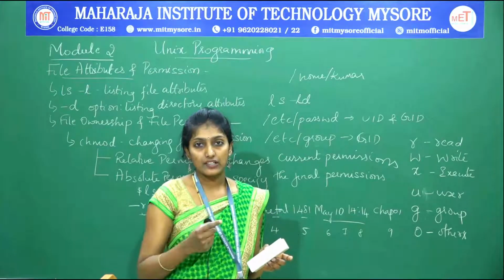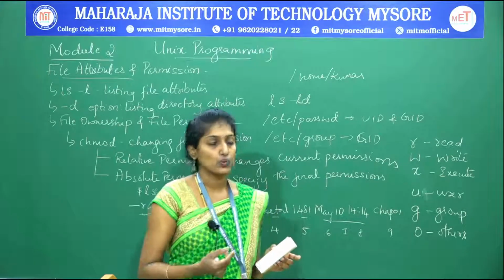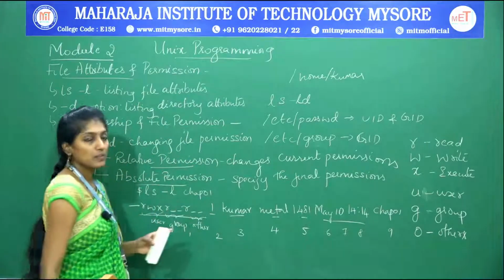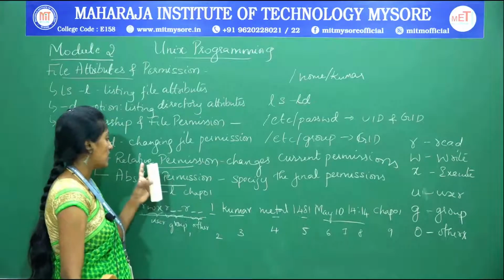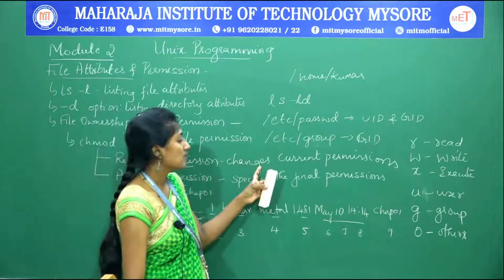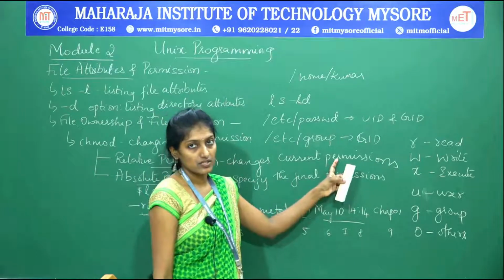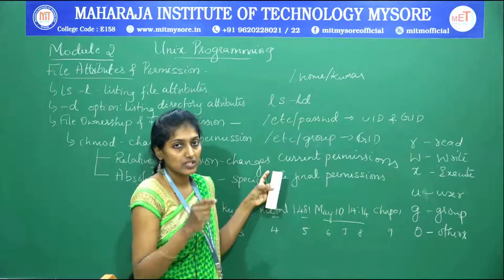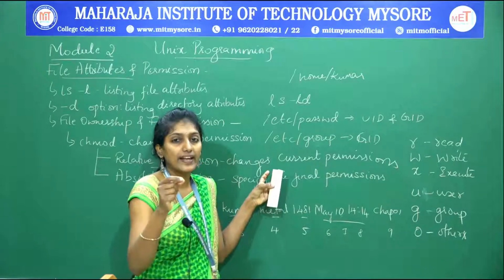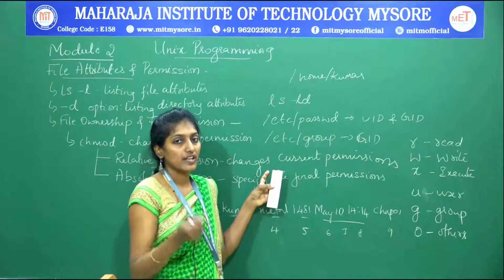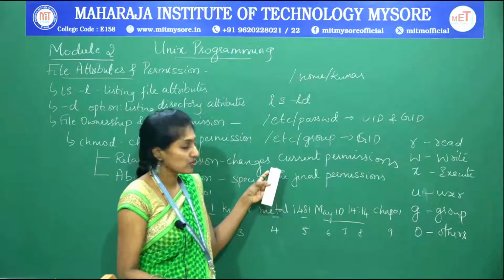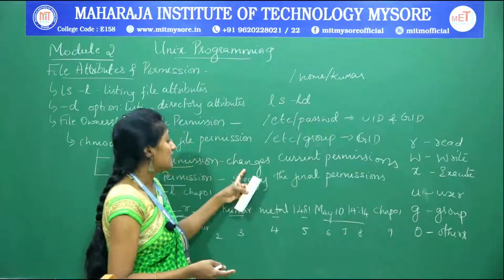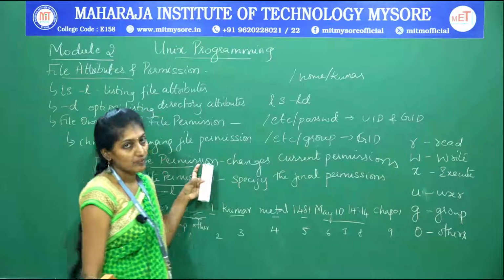That can be specified in 2 ways. One way is relative permission, and the other way of assigning the permission for the file is absolute permission. Relative permission specifies the changes to the current permissions. If the user wants to change any file permission, either read permission or write permission, for user, group and others, then he can use relative permission.